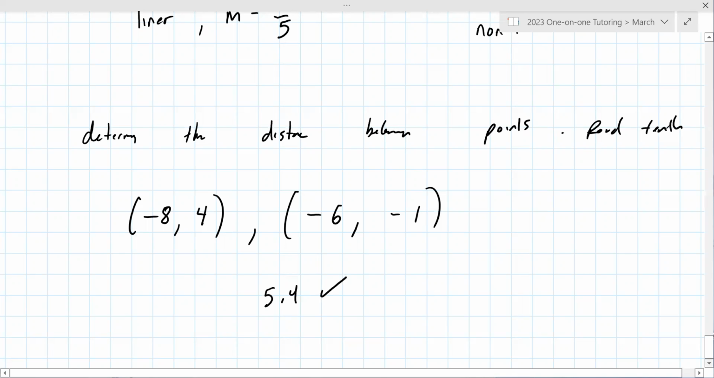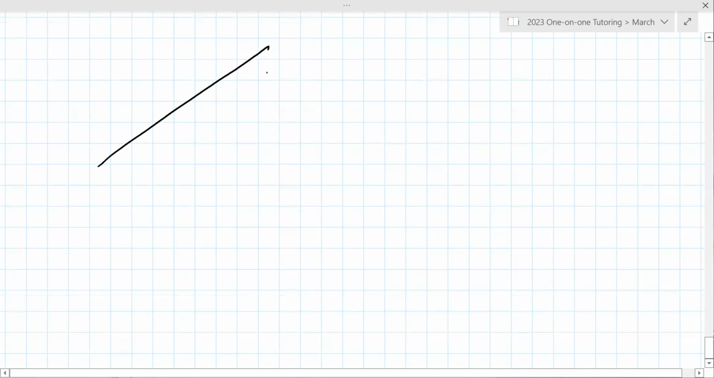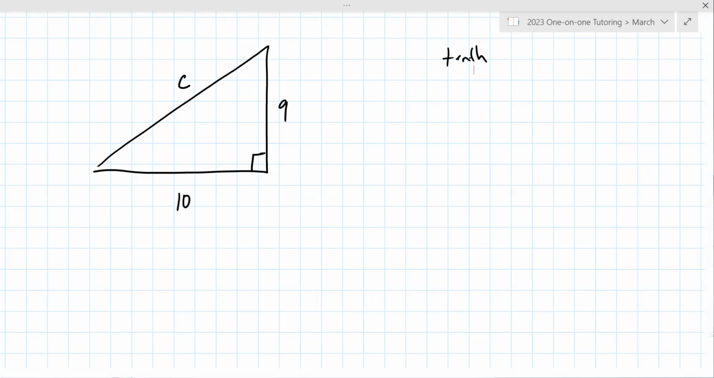Okay. Let's give you a triangle problem here. Let's say this is 10 and this is 9. I want you to find c to the nearest tenth. 81 plus 100 equals c squared. 181 equals c squared. Square root of 181 is 13.5.